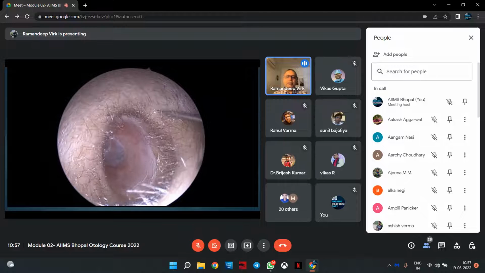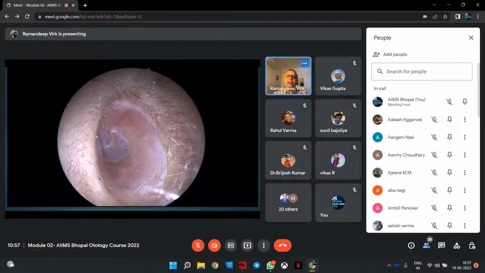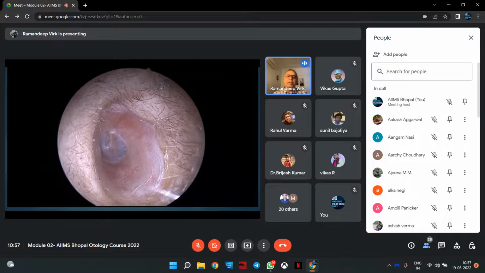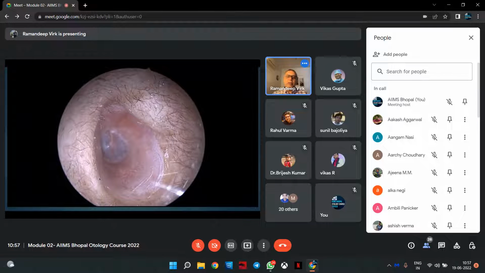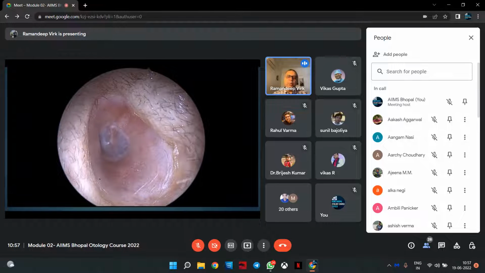So this is the infiltration. This is the left ear. Notice posterior superiorly, I insert the needle, I feel the bone, and I start infiltrating gradually. And see how the anesthetic agent is moving forward.